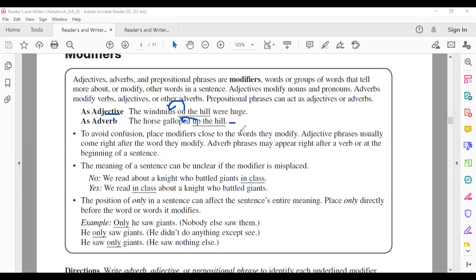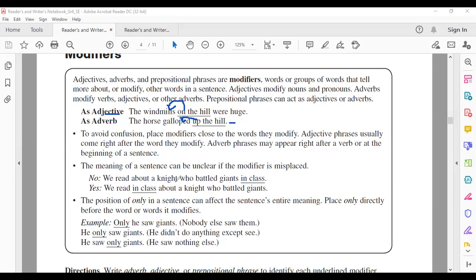So this is an adverb. To avoid confusion, place modifiers close to the word they modify. We usually put it after the word they modify. If you put something in the middle between them, it will be a misplaced modifier, like this one: We read about a knight who battled giants in class. This one doesn't make sense.